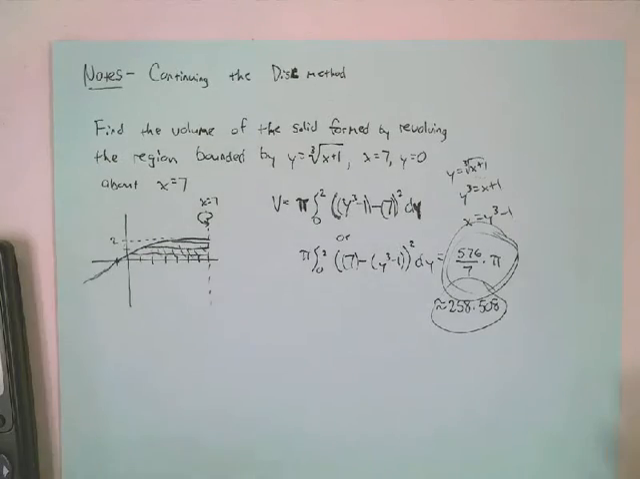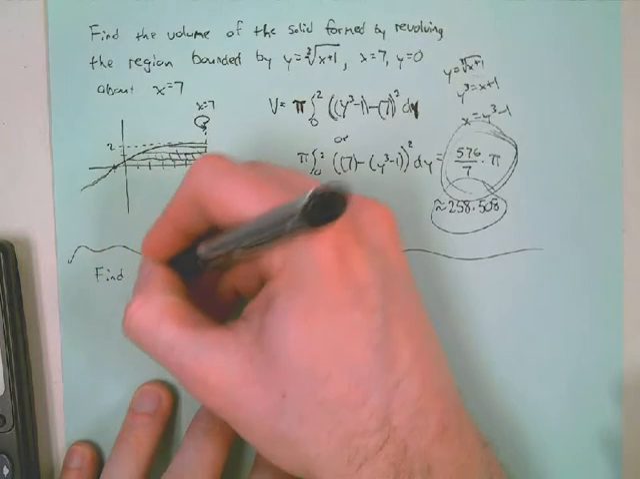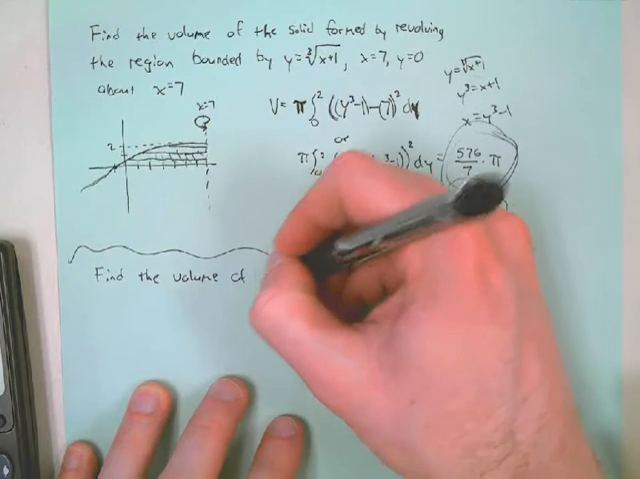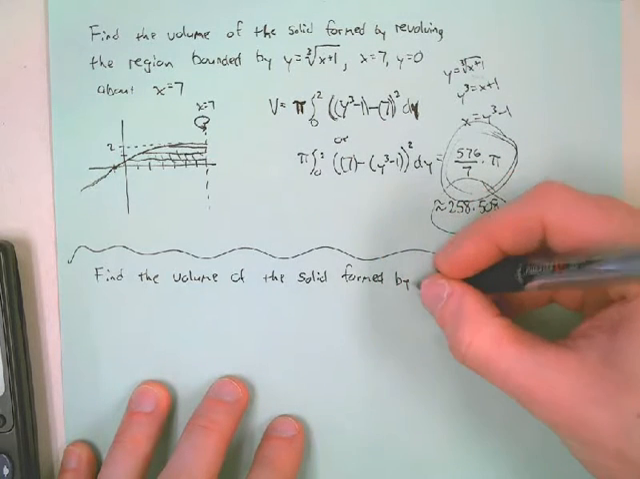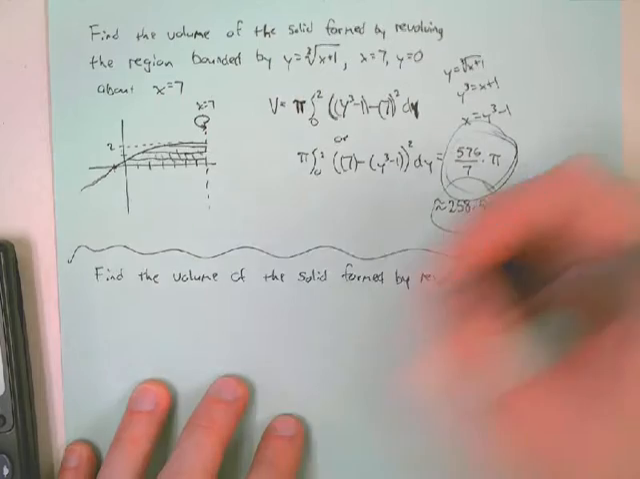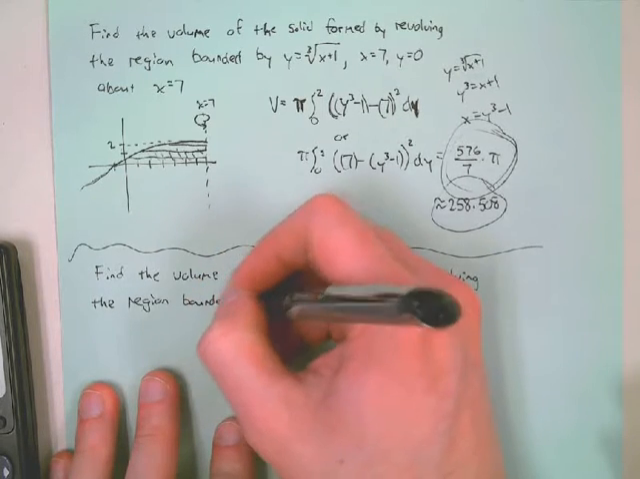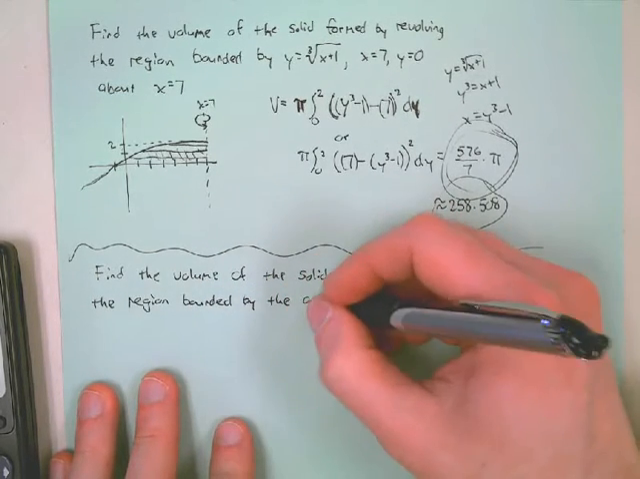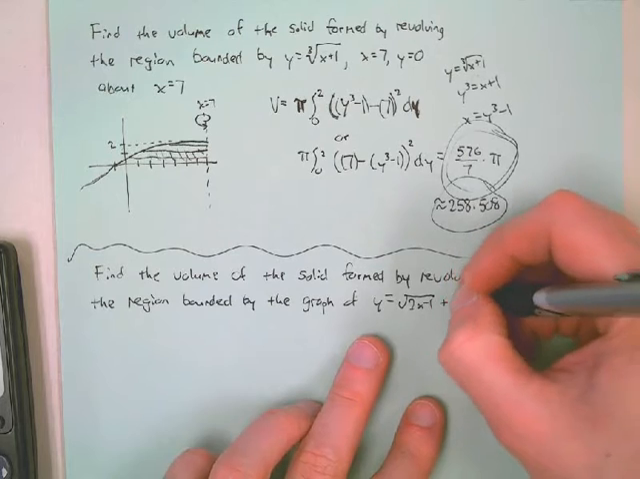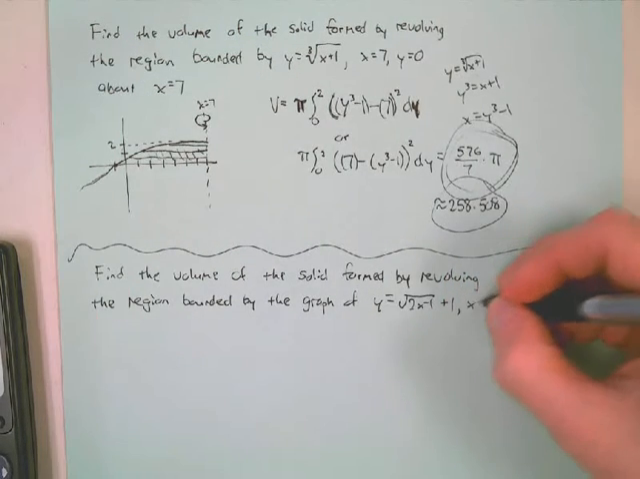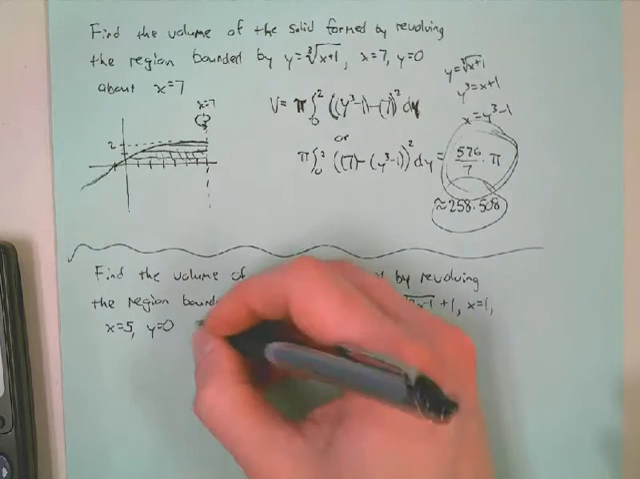All right, let's try another one. And then we'll go to the washer method. All right, let's find the volume of the solid formed by revolving the region bounded by the graph of y equals the square root of 2x minus 1 plus 1 on the outside, x equals 1, x equals 5, and y equals 0 about the x-axis.